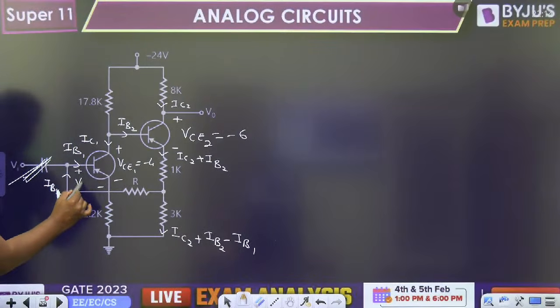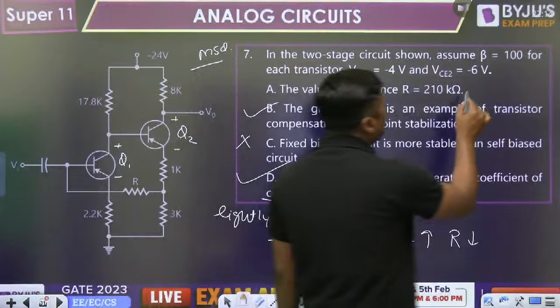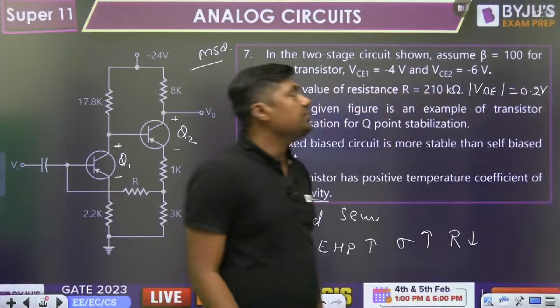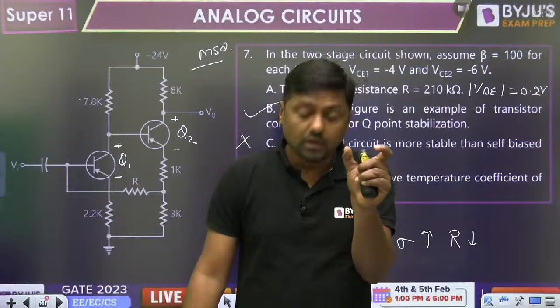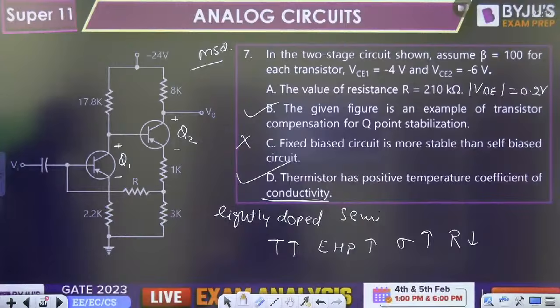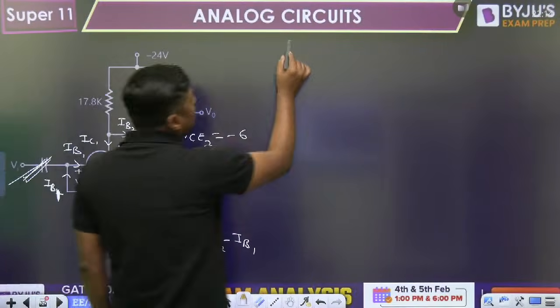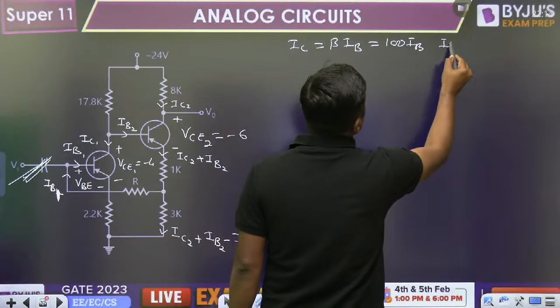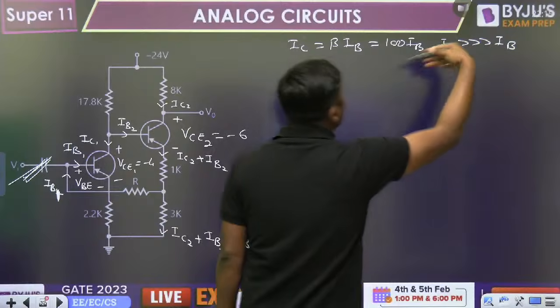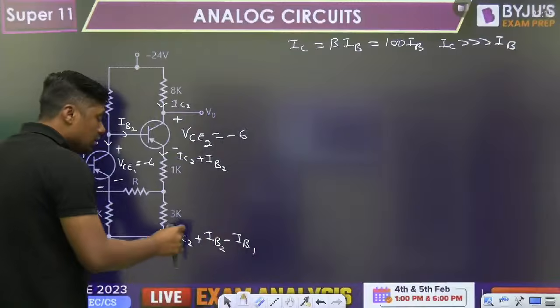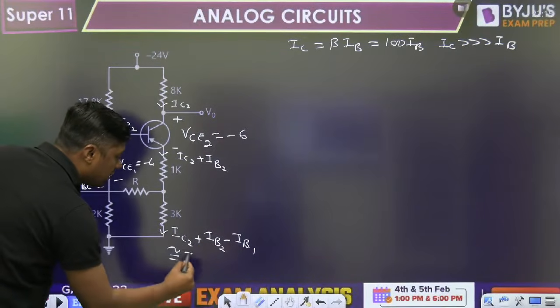This voltage is called VB. Always remember, for PNP transistor, VB will be negative. If they give you in a numerical, the magnitude of this is given as 0.2 volt. This data is missing. Please note this data. Mod of VB is equal to 0.2 volt. Why mod? Because for PNP transistor, the value of VB is negative. Then already I have given IC is beta times IB, 100 times IB. And that's why IC is very much greater than IB. So you can neglect IB: IC plus IB is nearly equal to IC. So you can neglect the IB2 and IB1. It will become IC2 only.